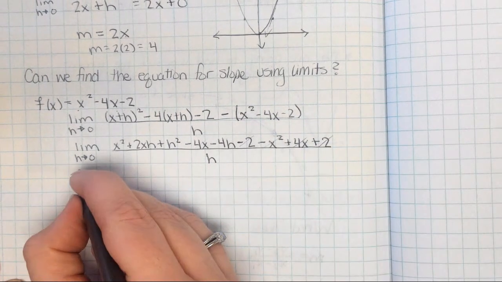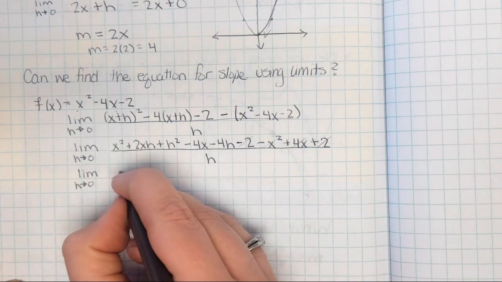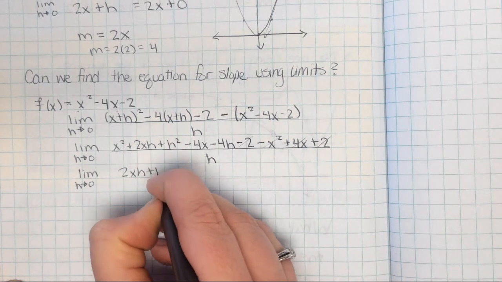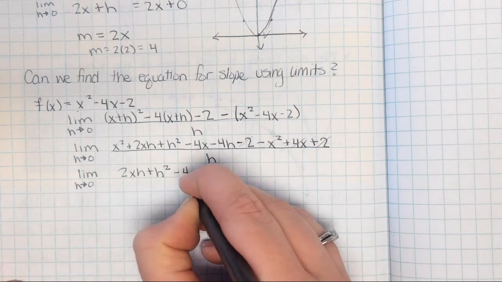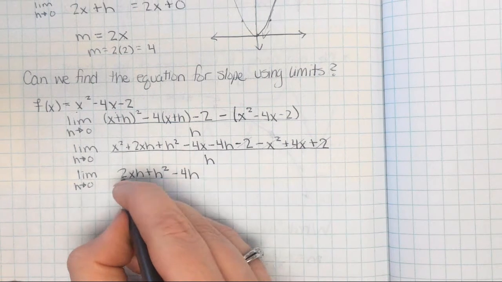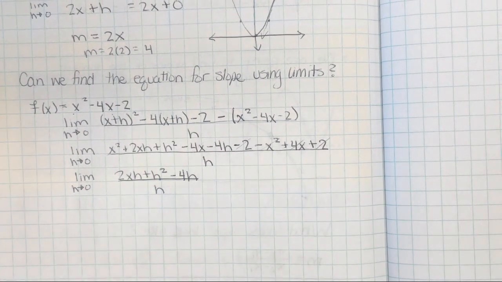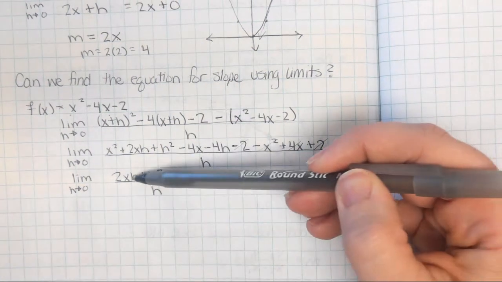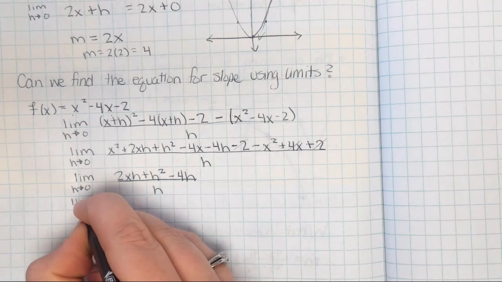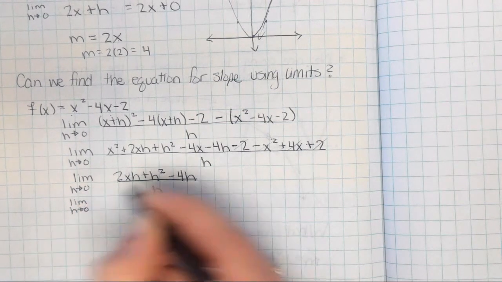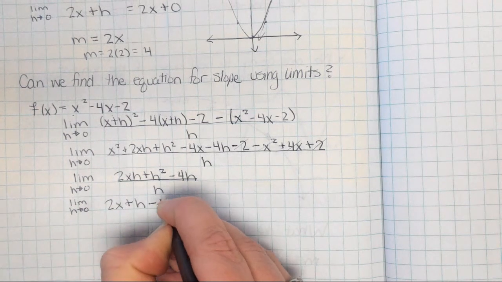So if I go through and rewrite it, I have the limit as h approaches 0 of 2xh plus h squared minus 4h, all over h. And what you're going to see is, again, all of these terms have an h in common. So the limit as h approaches 0 will again simplify to 2x plus h minus 4.